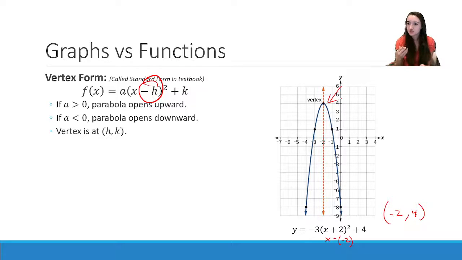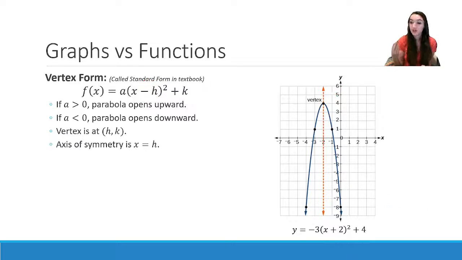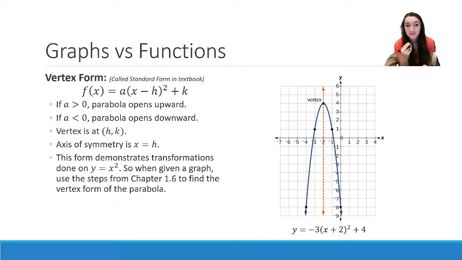So we can see that this checks out with the graph that's pictured. And our axis of symmetry is, of course, whatever the x value of the vertex is, which is, in this case, x equals h. But what is up with this form? Where does this come from? Essentially, this form demonstrates transformations done on the function y equals x squared. So when given a graph, we can use the steps from chapter 1.6 to find the vertex form of the parabola.